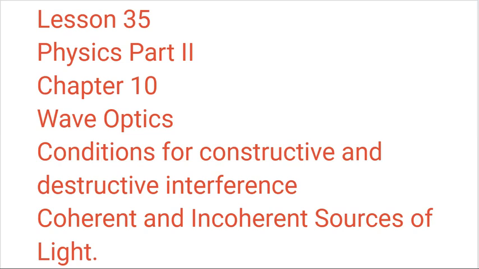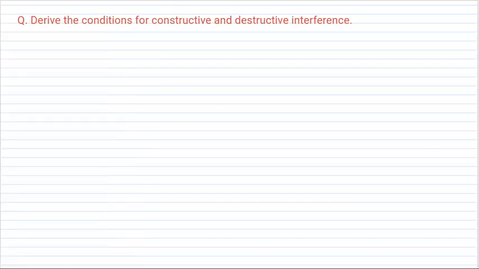In this lesson, we'll derive the condition for constructive and destructive interference. After deriving the conditions, we will define our coherent and incoherent sources of light. So coming to our first question, derive the conditions for constructive and destructive interference.